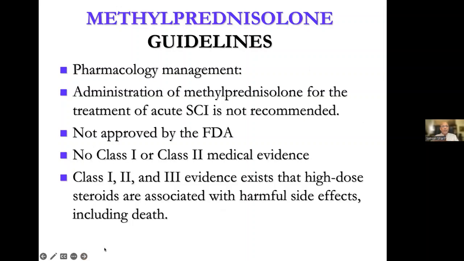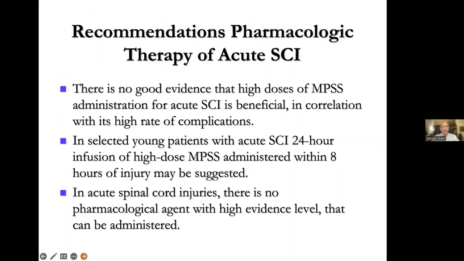Methylprednisolone, lots has been talked about it. Administration of methylprednisolone for the treatment of spinal cord injury is not recommended. It is not approved by the FDA. There is no class 1 or 2 medical evidence. There is class 1, 2, 3 medical evidence that the high-dose steroids are associated with harmful side effects, including death. So we don't use methylprednisolone on its own. There is no good evidence that methylprednisolone is beneficial.